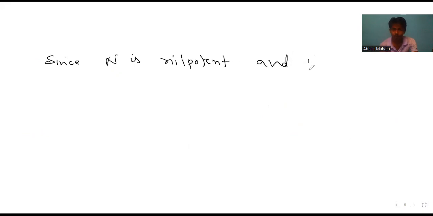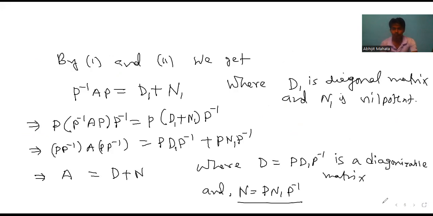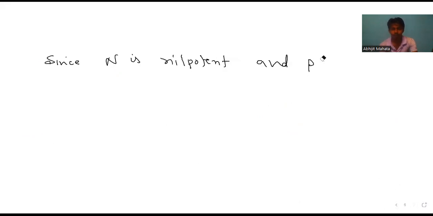and the P inverse, what was it? Yes, P N1 P inverse. So this is basically this to the power any k. Let me write here, to the power any m, if we put in this, then it will be P N1 P inverse whole to the power m, and we know this is nothing but P N1 whole to the power m P inverse.